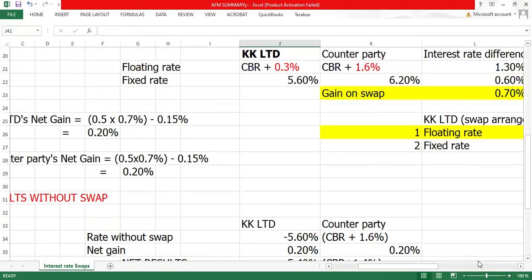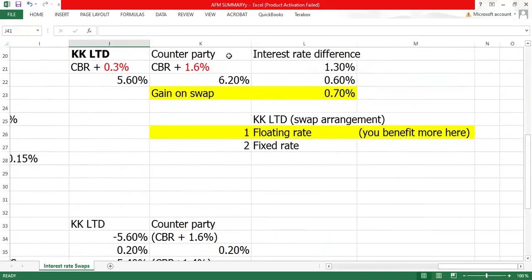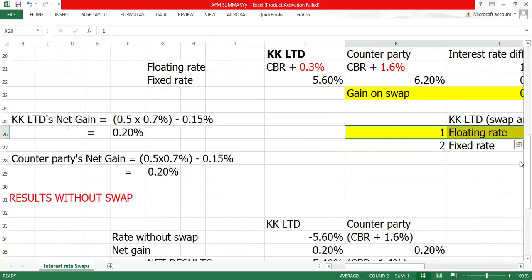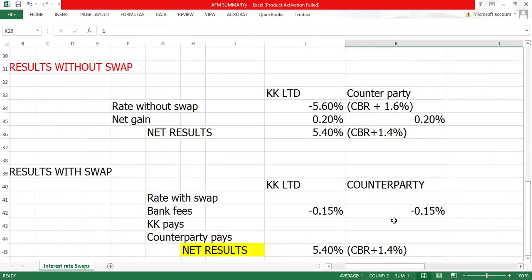Always come back to your analysis. Can you hear me? Yes. Okay, always come back to your analysis. In arrangement with swap, we are going with the floating rate because it's where you benefit more. Okay, so here we start with the floating rate.